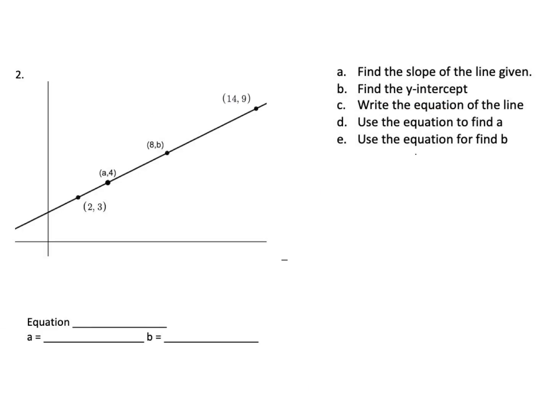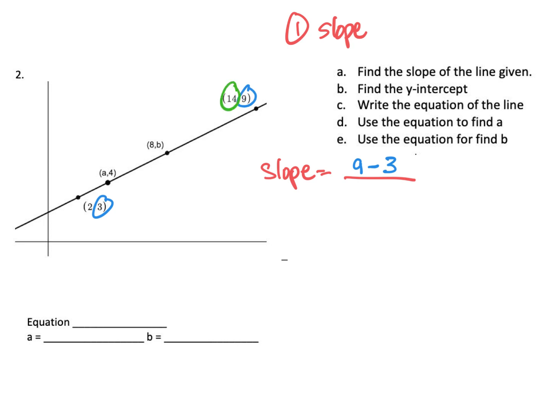All right, so here is example number 2. And again, first of all, we are going to find our slope. So our slope is y2, 9, minus y1, which is 3, over x2, 14, minus x1, which is 2. And then 9 minus 3 is 6. 14 minus 2 is 12. Put it in your calculator, simplify it down. Our slope is 1 over 2.